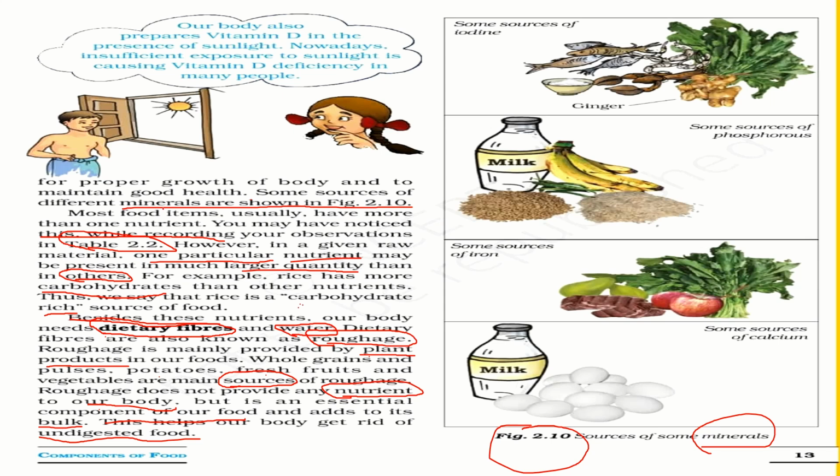This image shows some sources of minerals: ginger contains iodine, milk and bananas contain phosphorus, some sources of iron are kidney beans, and milk and egg contain calcium.